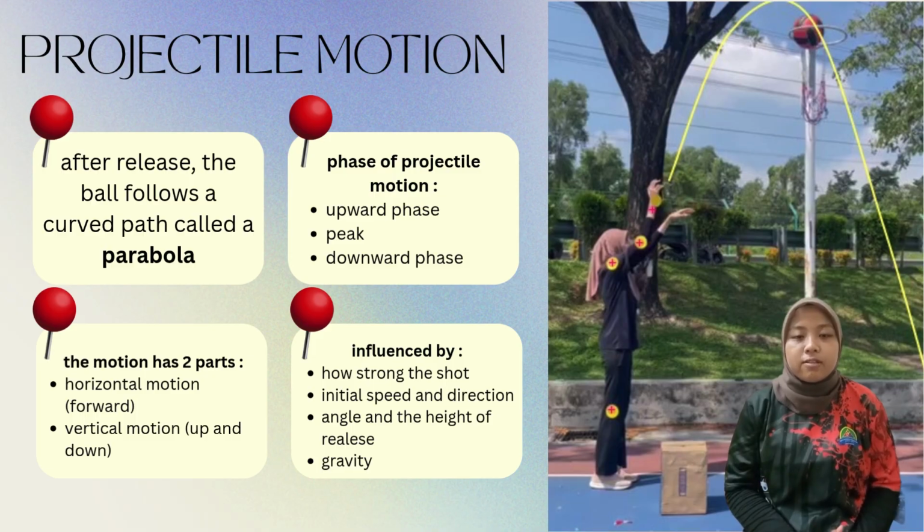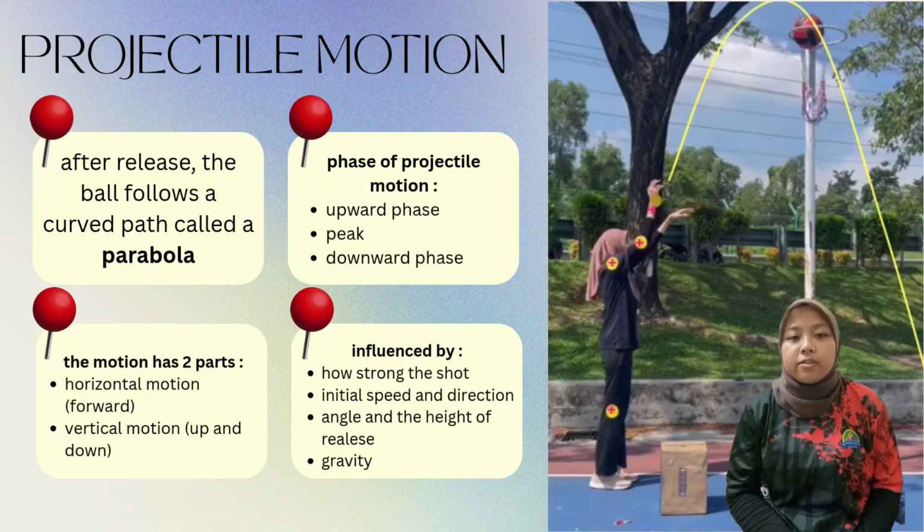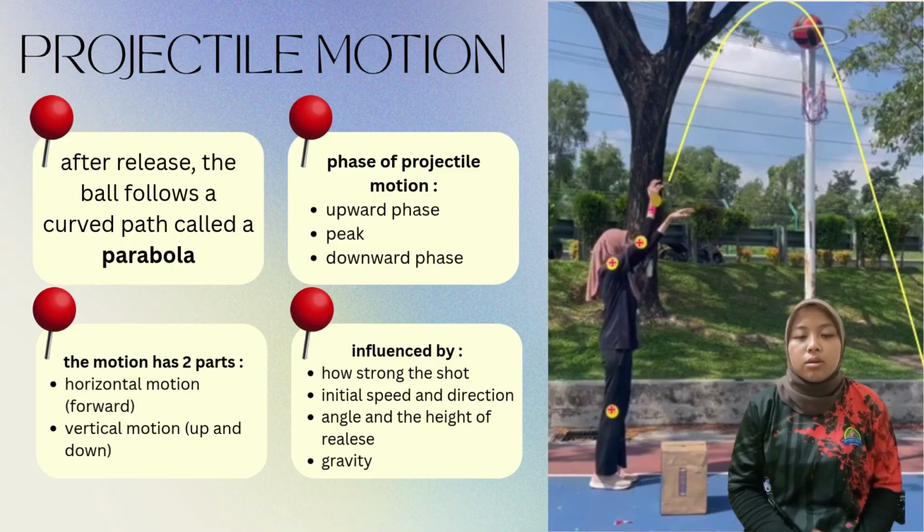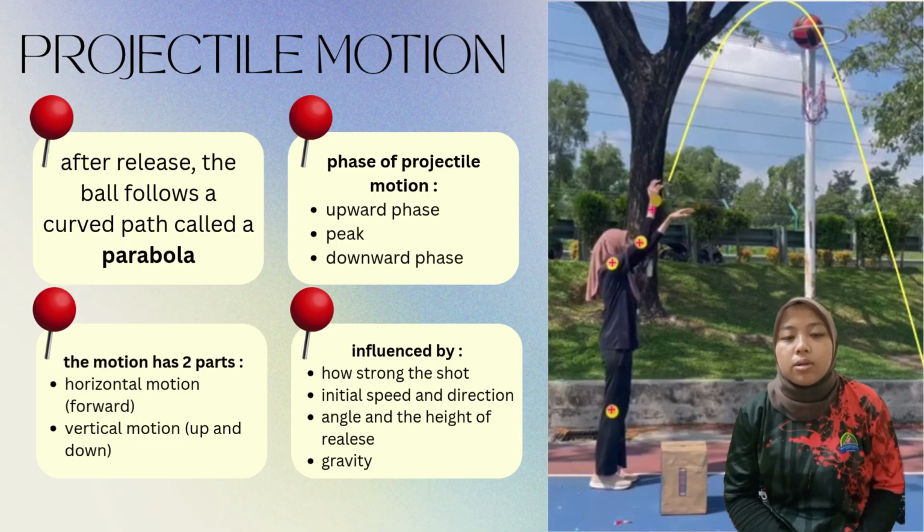For the upward phase, the ball goes upward because GA releases it at an angle and the vertical speed decreases due to gravity. When the ball reaches the highest point, it is called the peak, where the vertical speed is 0. Lastly, the downward phase. When the ball comes down into the ring, it happens because gravity pulls it down.